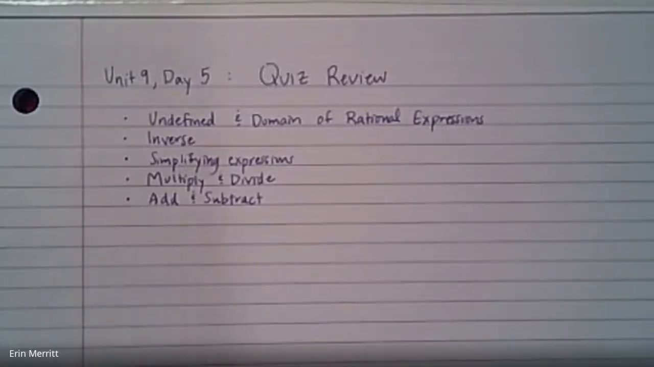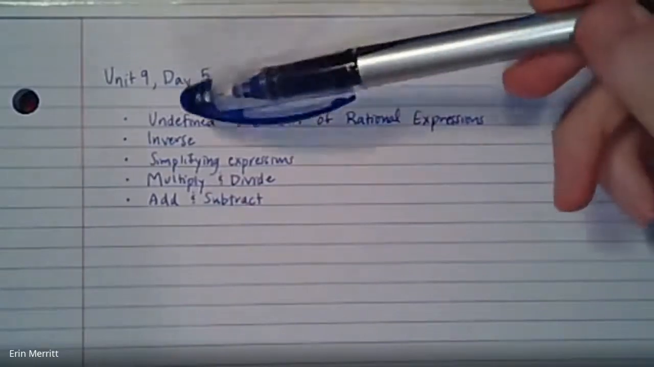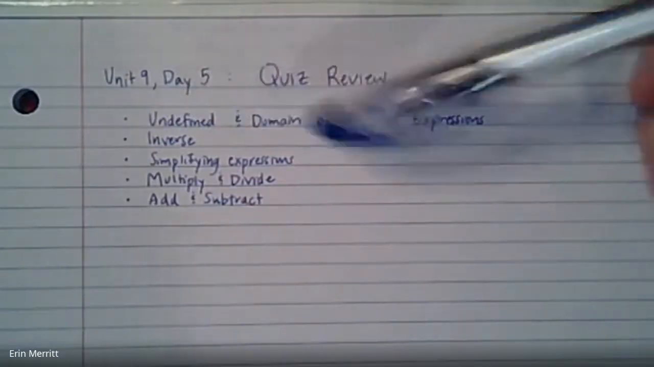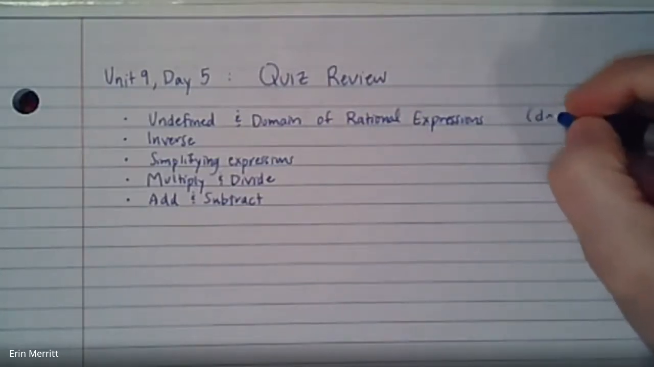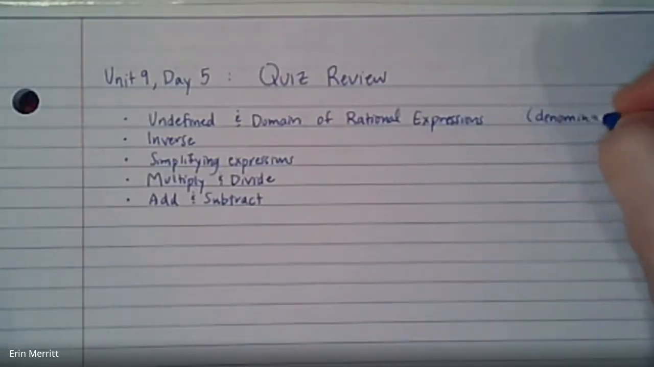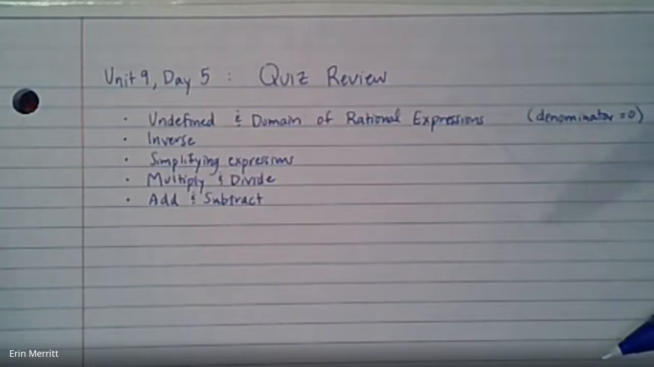Hi, Algebra 2 students. Today is a quick review of what is going to be on the quiz tomorrow. So I made a little list of topics right here. The idea that you need to know for a rational expression where it's undefined, which also leads to the domain. As a little reminder, that's essentially looking at where the denominator is equal to 0 for the undefined, and then you have to restrict those values for the domain.